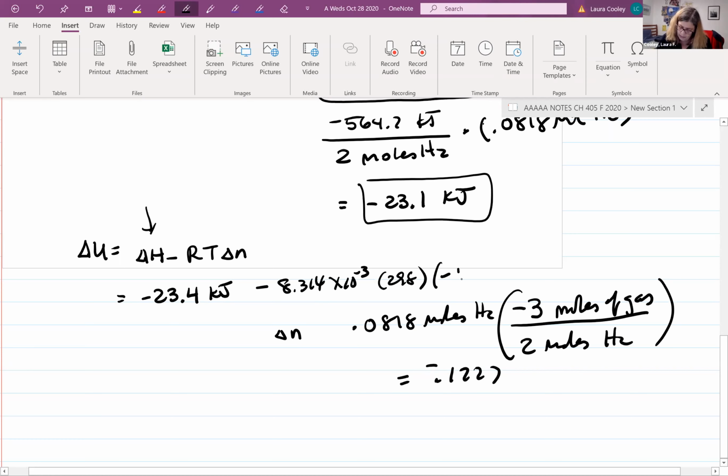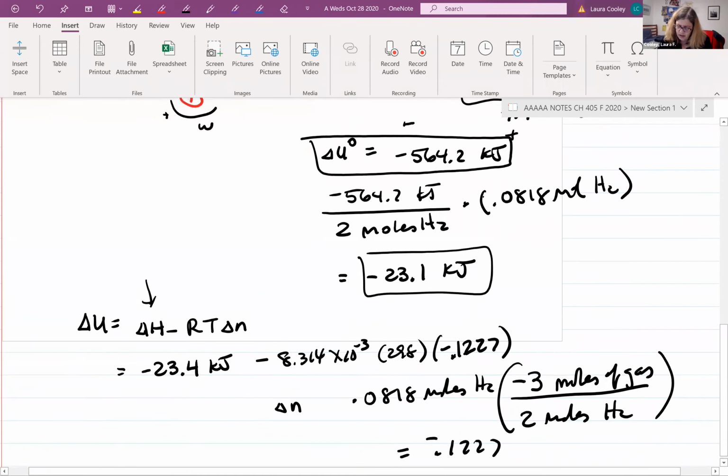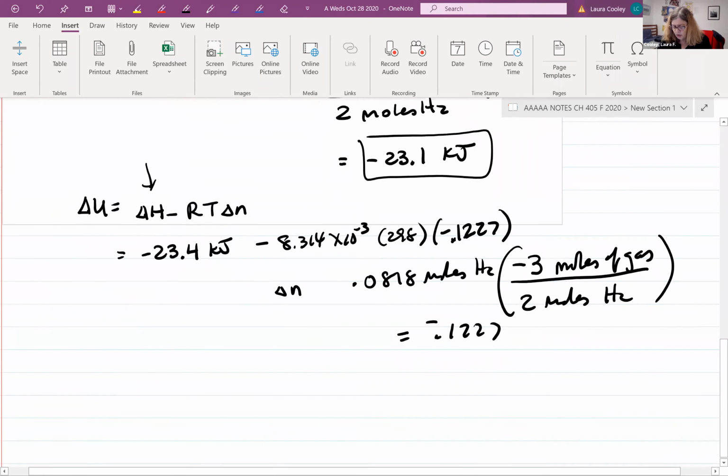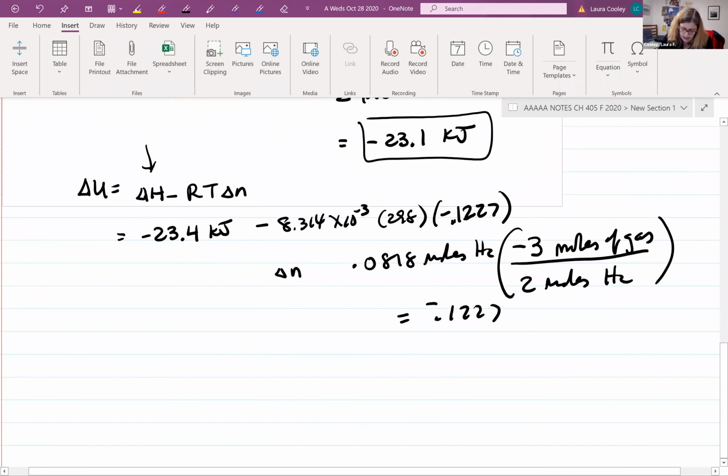So then you'd have to multiply that by negative point... that to me is just too hard to figure out. You could do it, but it's so much easier to just do the per mole one, I think, and then multiply at the end by the number of moles. I will encourage you to do that. When you do this, it comes out to negative 23.4 plus 0.304, which is negative 23.1. So anyway, I thought I would go through those two problems.